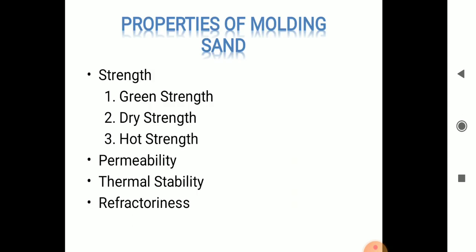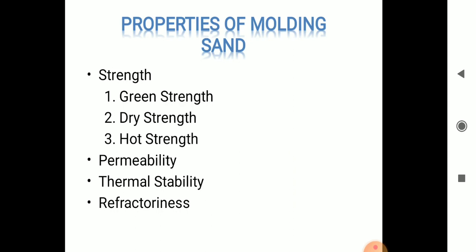The next topic is properties of mold sand. First one is the strength. There are three types of strength: green strength, dry strength and hot strength. Let's discuss the first one, green strength. Adequate strength and toughness are needed for making the impression in the mold.